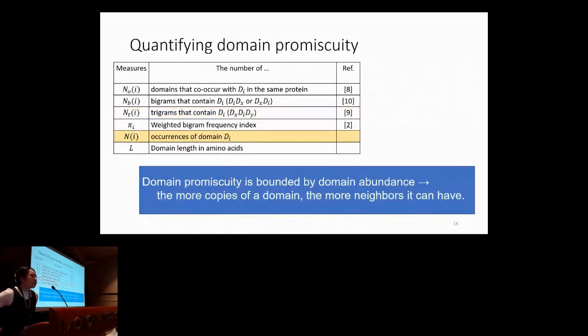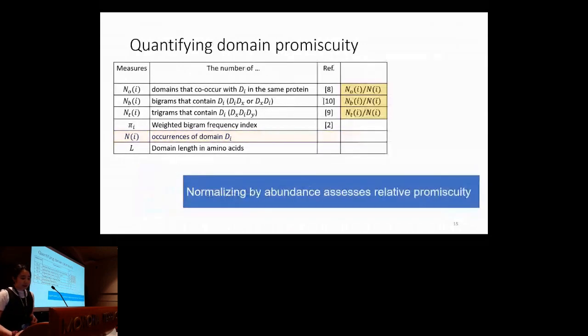So we know that domain promiscuity is bounded by domain abundance. That means the more copies of a domain you have, the more neighbors it can have. Therefore, we also considered a measure of domain abundance, the number of times the domain appears. In addition, we also created 3 normalized measures. Dividing by the domain abundance gives an assessment of the promiscuity of a domain, given the maximum number of neighbors it could have.